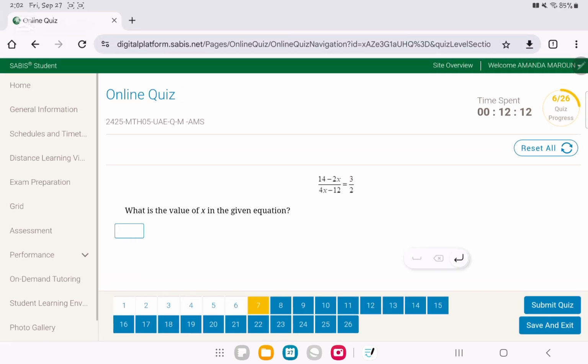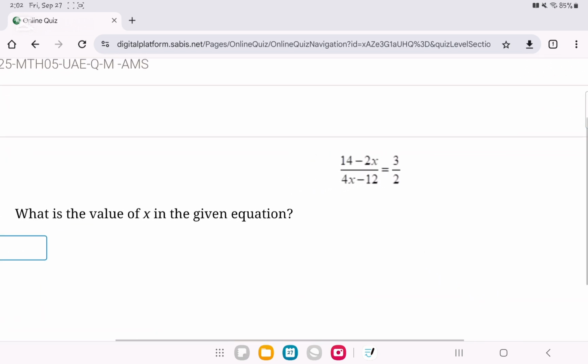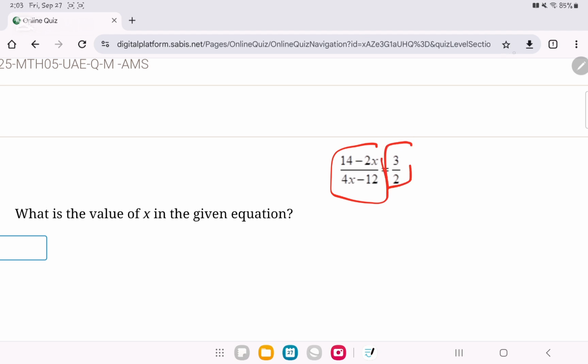Question number 7. What is the value of x in the given equation? When we have something like this, and we need to find the value of x, first thing you think of is that they are two fractions. So since they are two fractions and they are equal to each other, we can do cross multiplication.